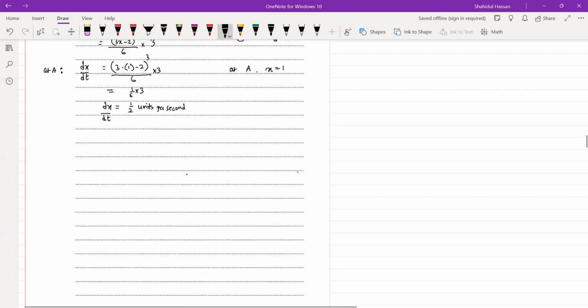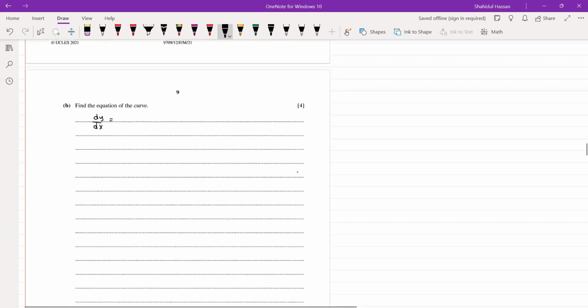The question says dy by dx is equal to 6 over (3x minus 2) cubed. In the numerator we have a 6. Now we have to find the equation of the curve. I want you to recall some things. If I give you the curve, you can differentiate it and you'll get the gradient function. And if I give you the gradient function, you can integrate it to find the curve.